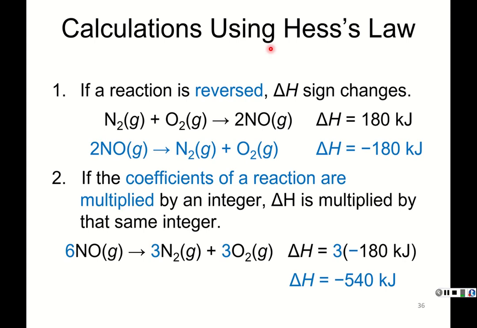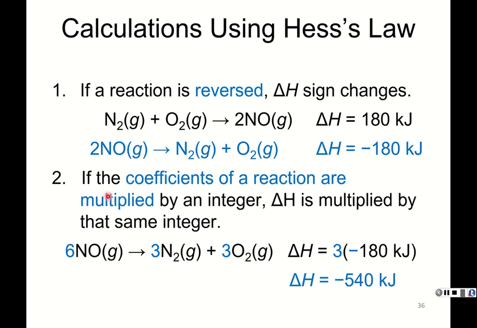Right, so in getting the rules straight, remember, if a reaction is reversed, the delta H sign of that reaction changes. So for the reaction N2 plus O2 goes to 2NO, that delta H is 180 kilojoules. If we have to reverse that, let's say we're doing a Hess's law problem and we have to reverse that, we would have to change the sign of that delta H. So for the reverse reaction, the delta H is negative 180.